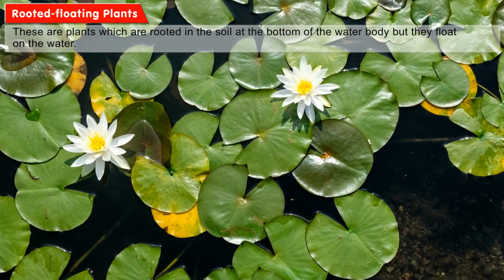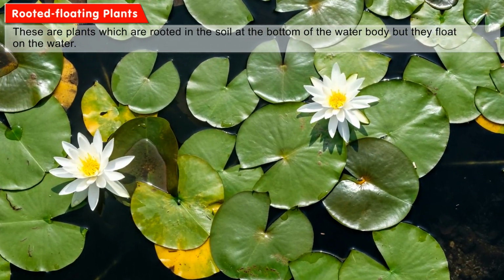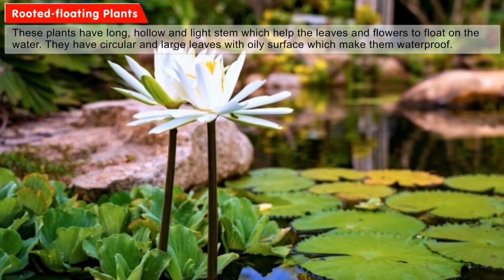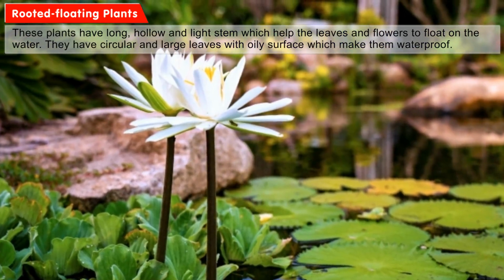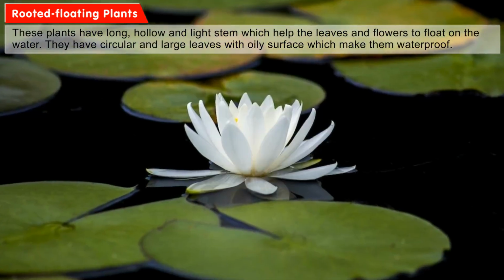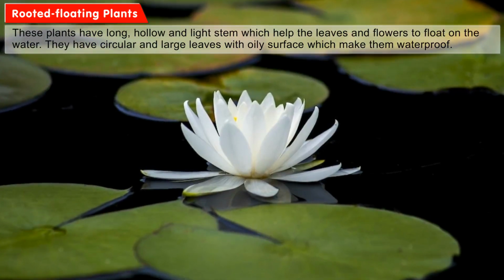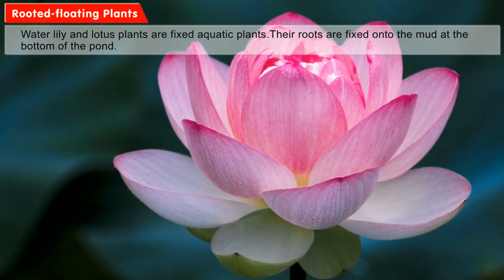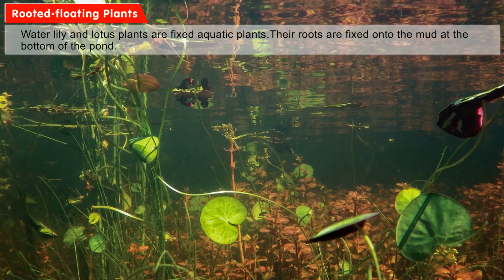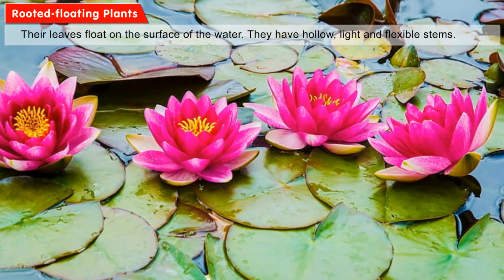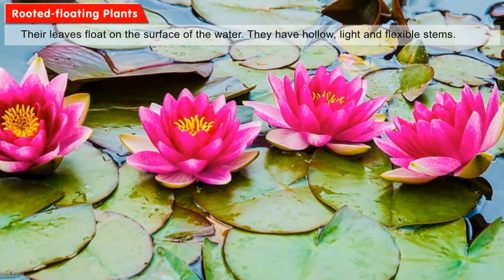Rooted floating plants. These are plants which are rooted in the soil at the bottom of the water body, but they float on the water. These plants have long, hollow and light stems which help the leaves and flowers to float on the water. They have circular and large leaves with an oily surface which makes them waterproof. Water lily and lotus plants are rooted floating plants. Their roots are fixed onto the mud at the bottom of the pond. Their leaves float on the surface of the water.